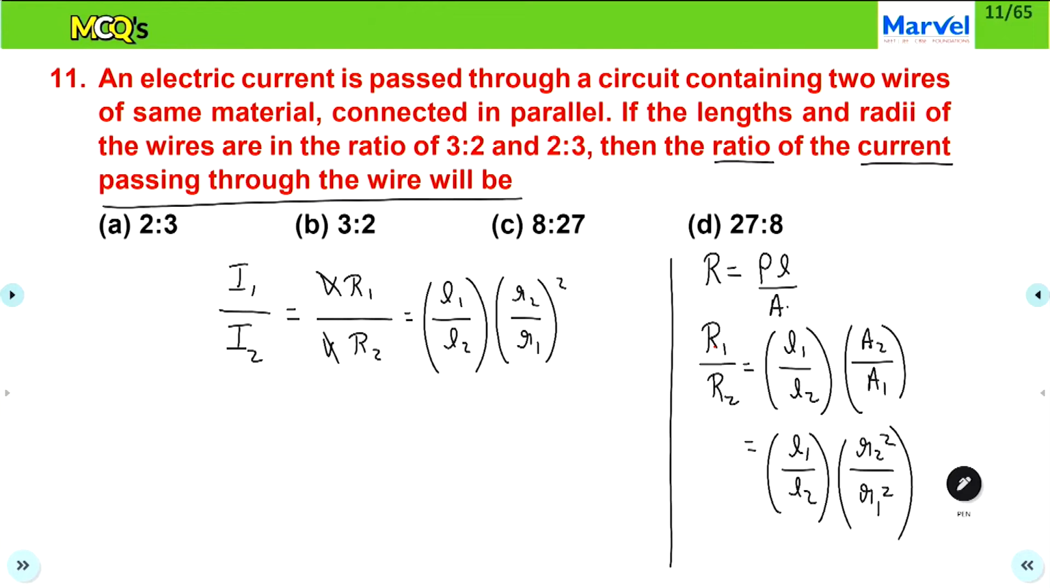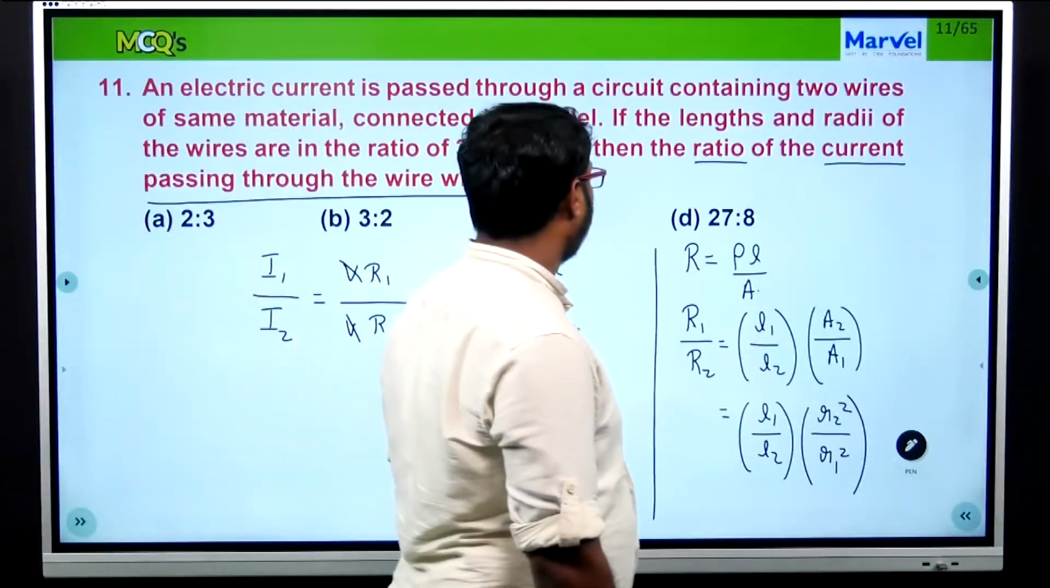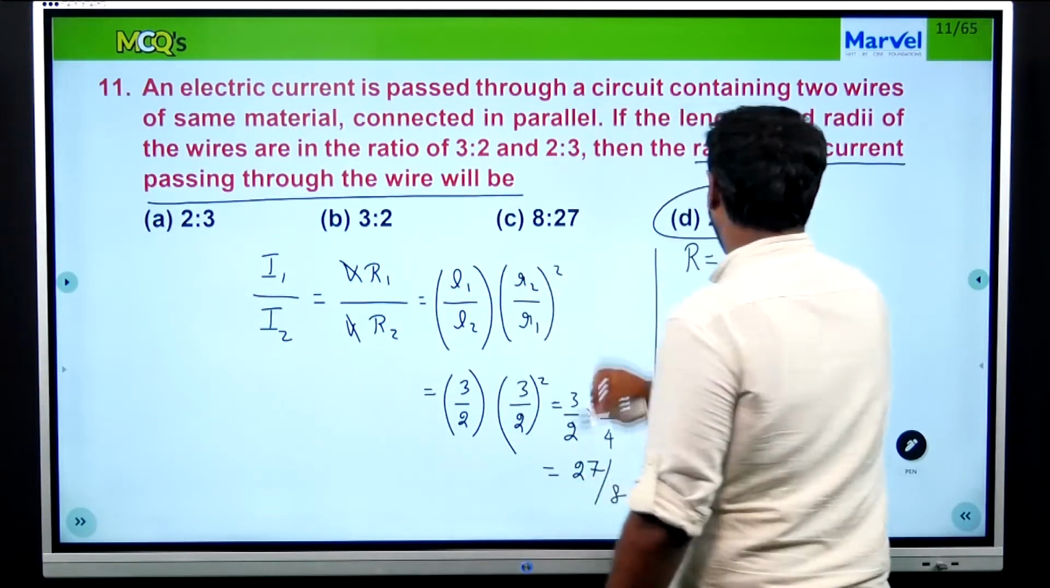So now we just have to plug in the values given to us in the question. The length ratio is 3 by 2 and for r2 by r1 we take the reciprocal, which is 3 by 2, the whole squared. So that is 3 by 2 into 9 by 4, which is equal to 27 by 8. So option D will be our answer.